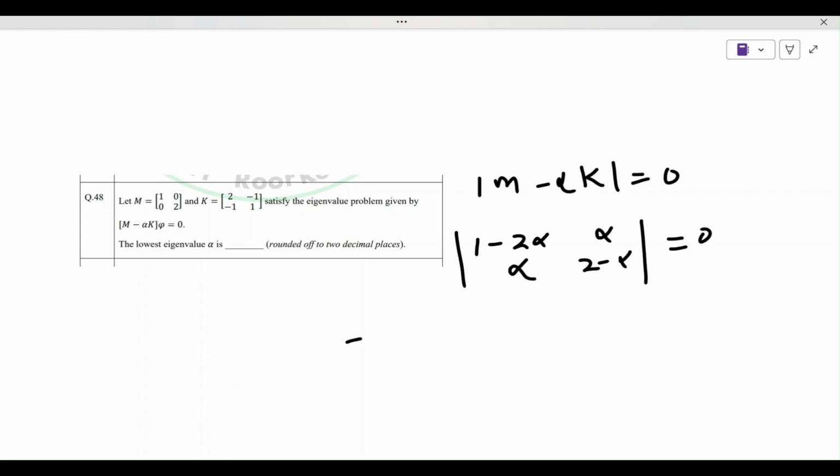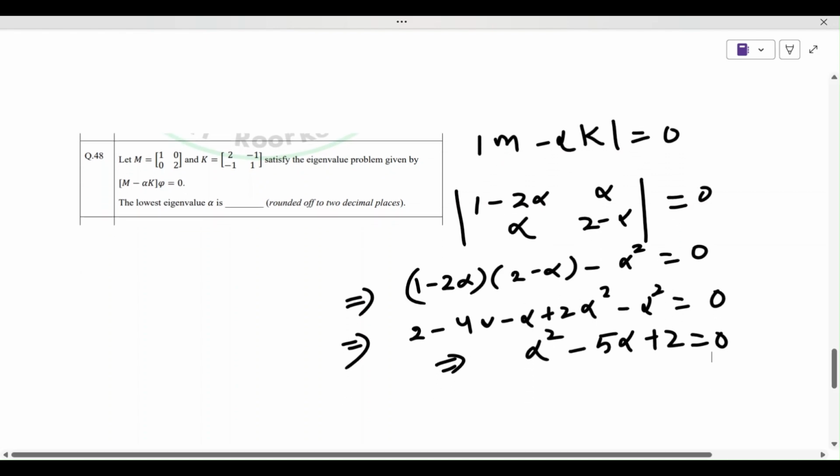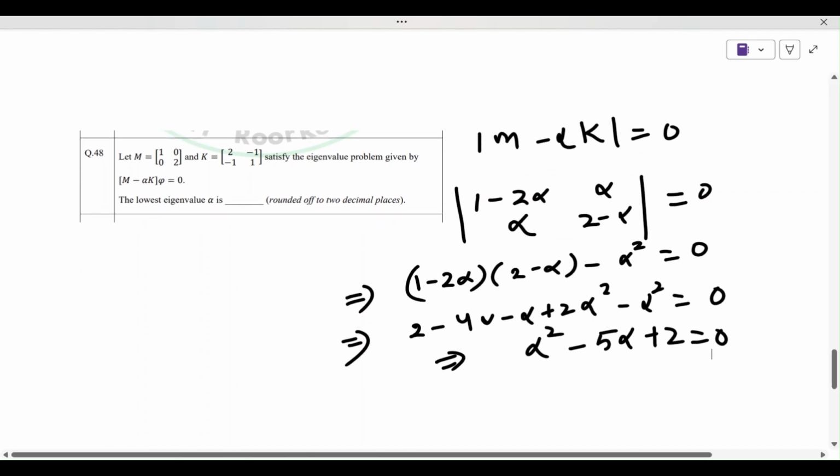We know how to solve the determinant, right? So (1 minus 2 alpha) into (2 minus alpha) minus alpha square. After solving it, when you open these brackets, you will get 2 minus 4 alpha minus alpha plus 2 alpha square minus alpha square equals 0. So we can write this as alpha square minus 5 alpha plus 2 equals 0. So this one is a quadratic equation, right? With degree 2, that's why it is a quadratic equation.